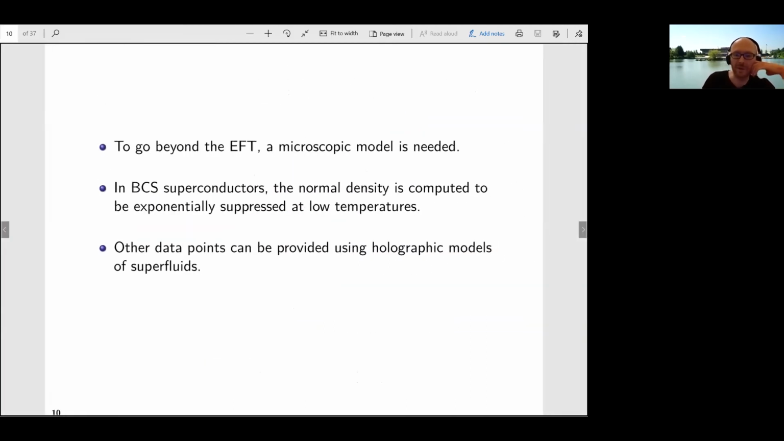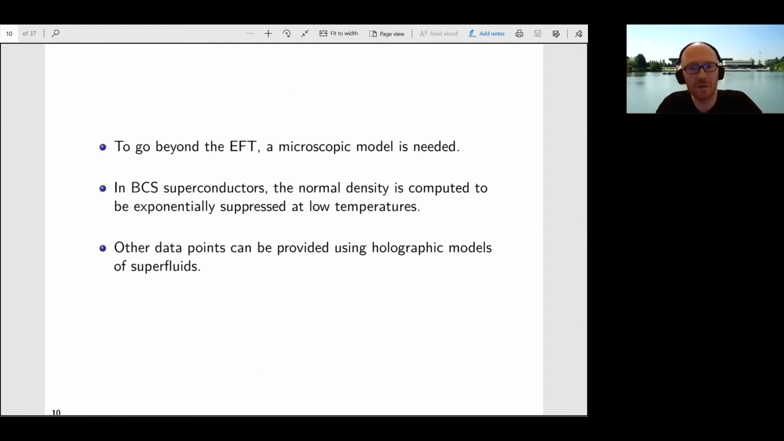Okay, let me continue. If we want to go beyond these EFT descriptions, then we need a more microscopic model. For instance, people did this type of computation in BCS superconductors, and there you find that the normal density that you can compute is exponentially suppressed at low temperatures. That's just a reflection of the BCS gap, the fact that there's a hard gap. But ideally we'd like other data points, and we'll get them by using holographic models of superfluids.